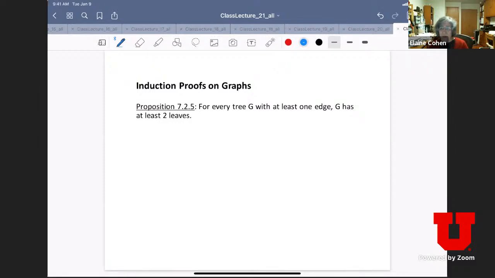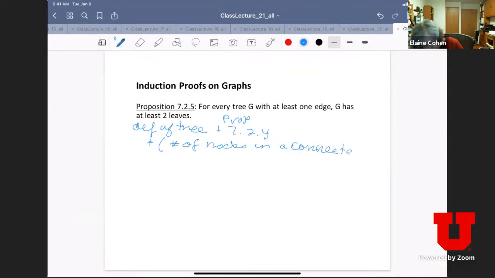And that's basically the proof for this. And I'm not going to write it down now because we're going to move on. I hope everyone sees that. Tell me if you have trouble with it. So that uses the definition of tree, plus proposition 7.2.4, plus the thing we proved that the number of nodes in a connected graph of odd degree is even. And those all lead to the conclusion.